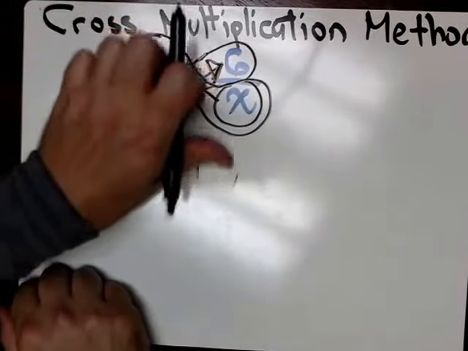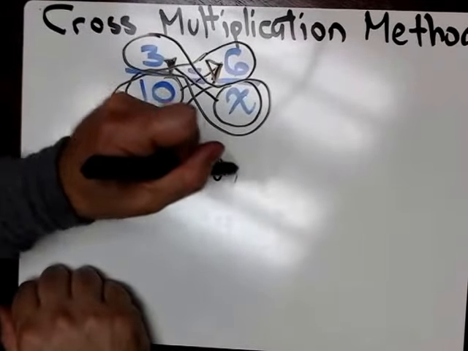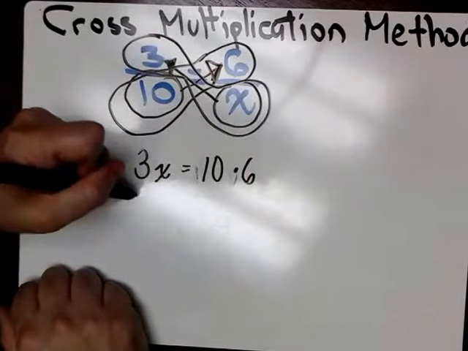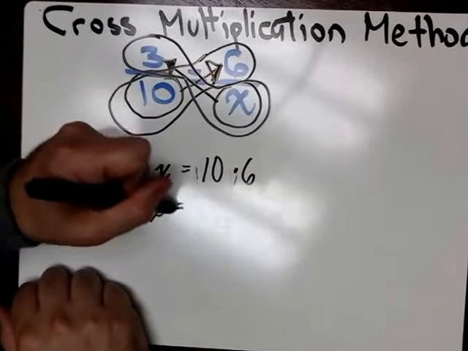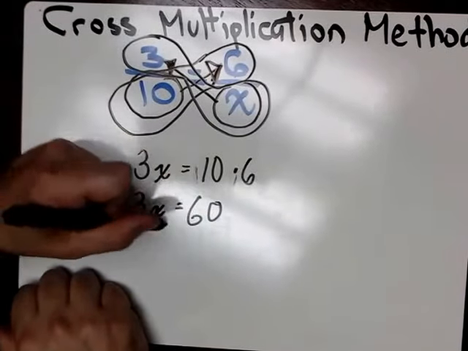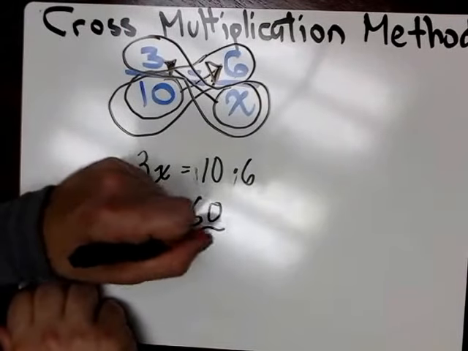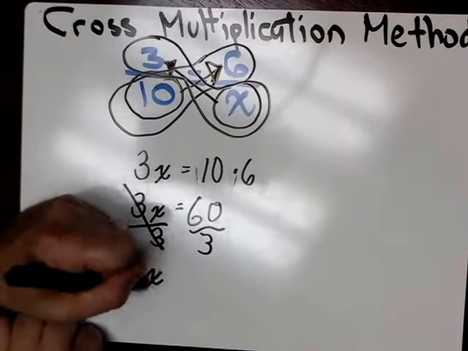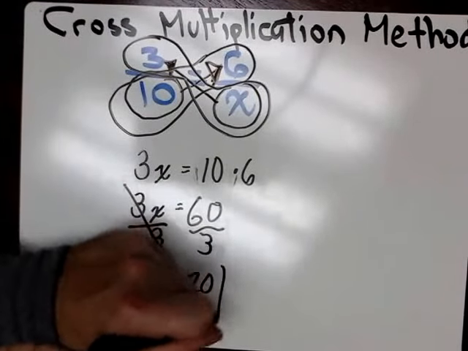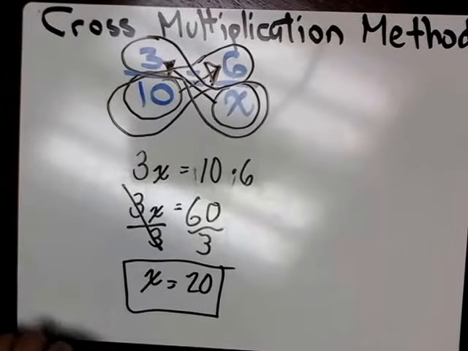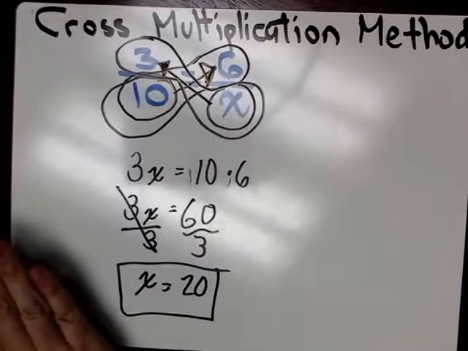Let me write it like this, just so you guys can see it. I have 10 times 6. So I'm going to say 3x equals 60. Then I divide by 3. And I have x equals 20. That's the cross multiplication method. So let's take a look at the last example.